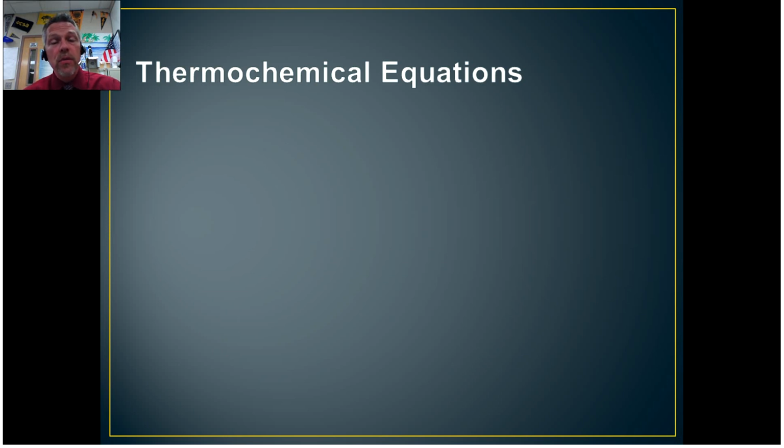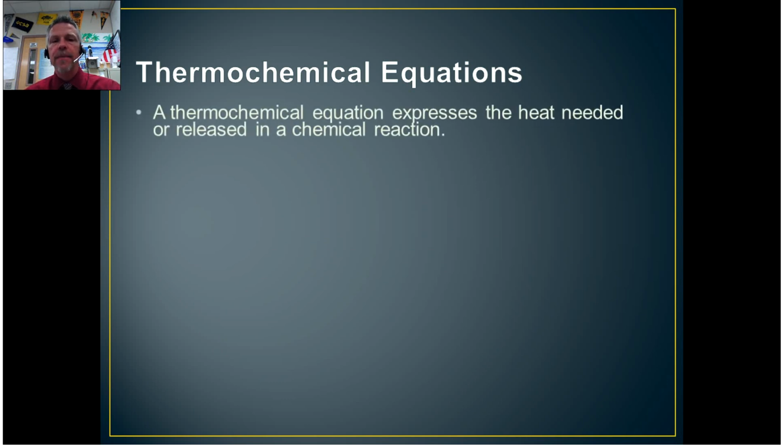So it's just a little bit of an addition to our current terminology. We're going to use that in the next piece here, the idea of thermochemical equations. We're very familiar with chemical equations. We have written equations for chemical reactions many, many times. Now we're going to add a new component to our chemical reactions, a heat or thermal component, and we'll change the name. Instead of just a chemical equation, it will be called a thermochemical equation. So, definition: a thermochemical equation expresses the heat needed or released in a chemical reaction.